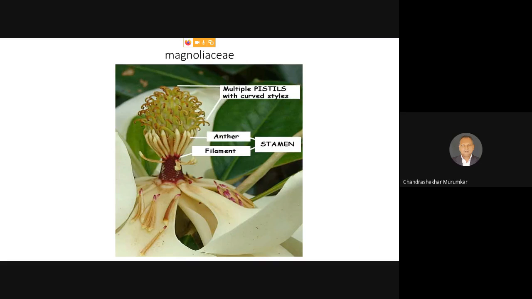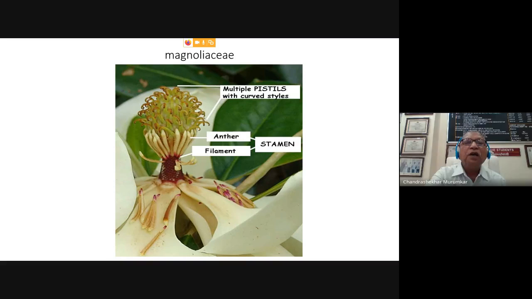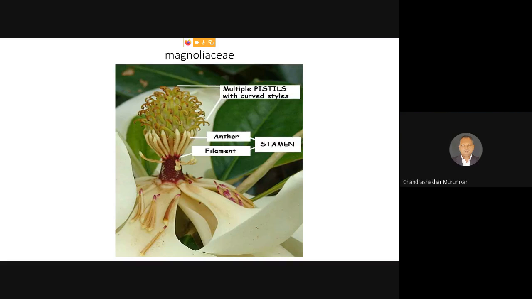The same image I have drawn here in a magnified form, and you can see the filament and anther, which is a conical boat-shaped lamellar structure, and then you can see the multiple pistils, that is multiple carpels, having curved styles. Remember, when the styles are curved towards the inner side, the style acts as a stigma. So there is no separate stigma; the stigma and style are fused together, and they are present at the base on the lateral side.